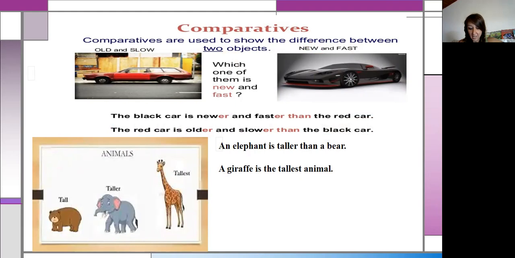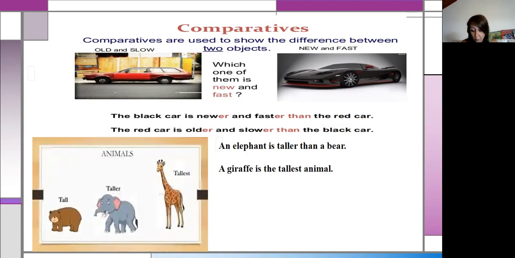Okay, Ayşe? Yes, black car. And which one of them is old and slow? Yes, red car. So we compare them. The black car is newer and faster than the red car. Or the red car is older and slower than the black car.